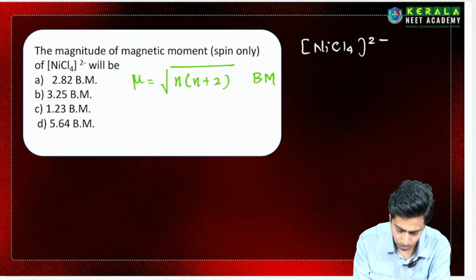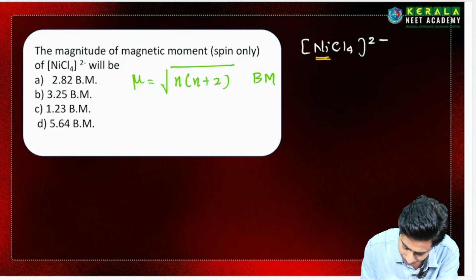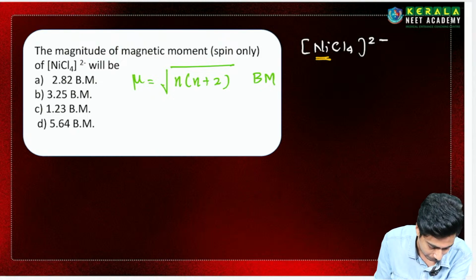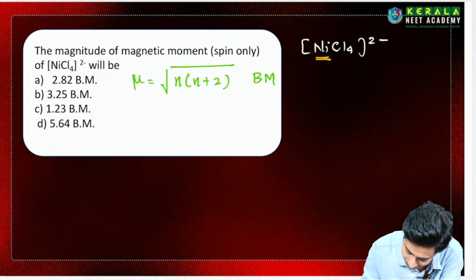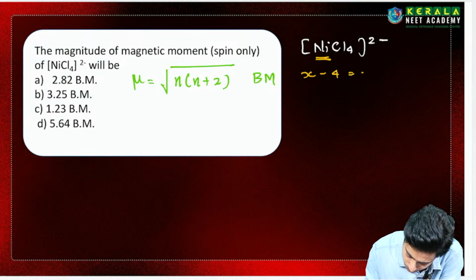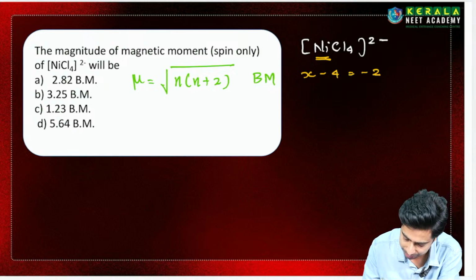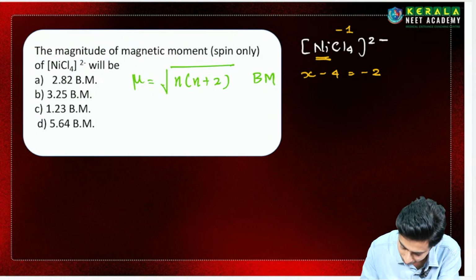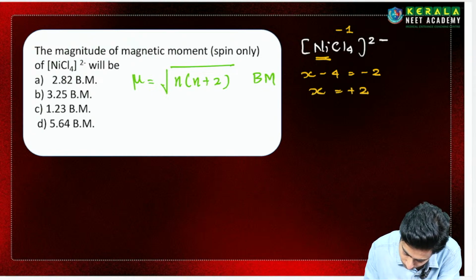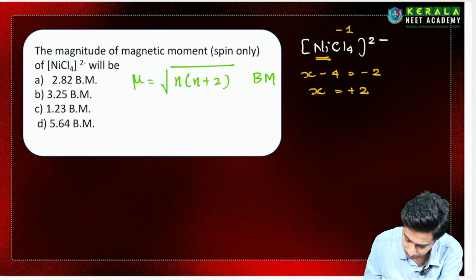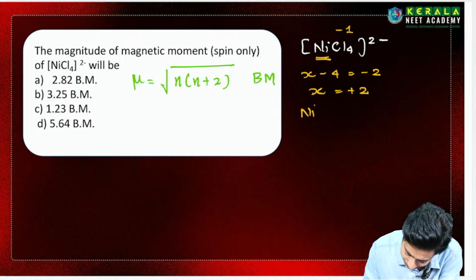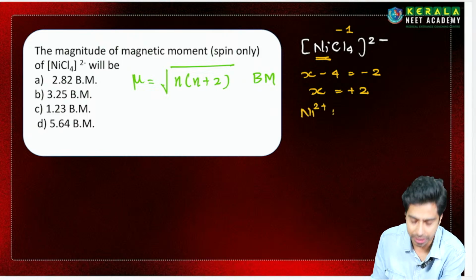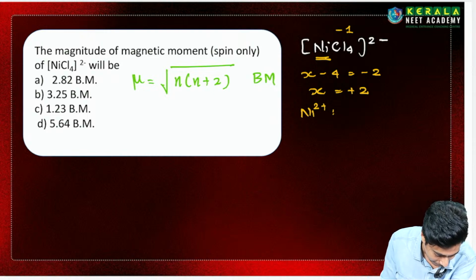So for NiCl4 2 minus, first calculate the oxidation number for nickel. It will be x minus 4 equal to minus 2, since x plus 4 times minus 1 for each chloride. So x is equal to plus 2. Now listen, this is Ni2 plus, the oxidation number of nickel is plus 2.